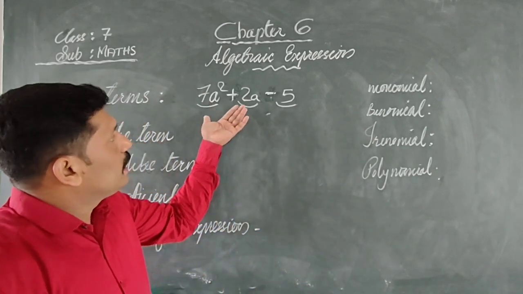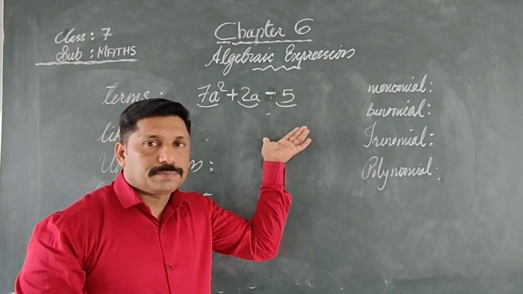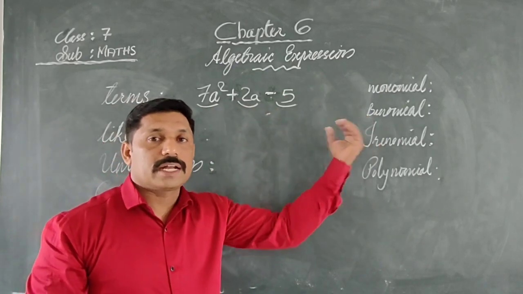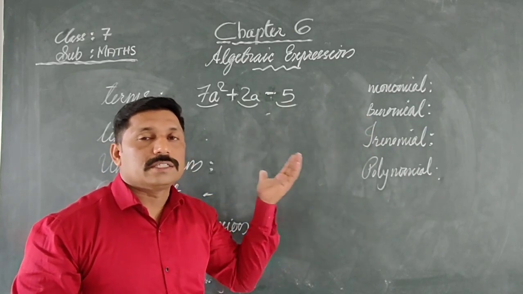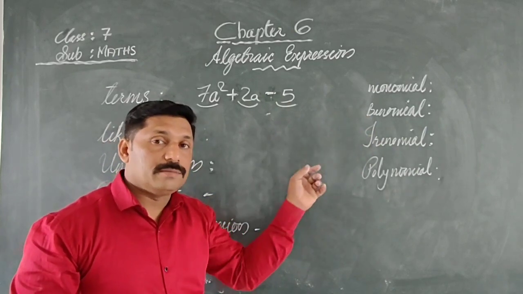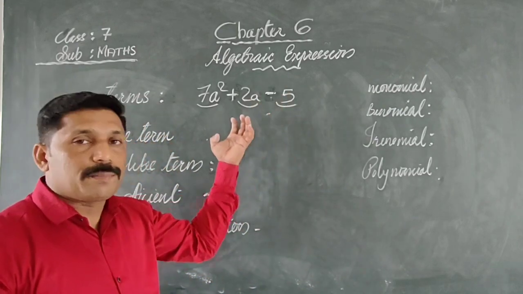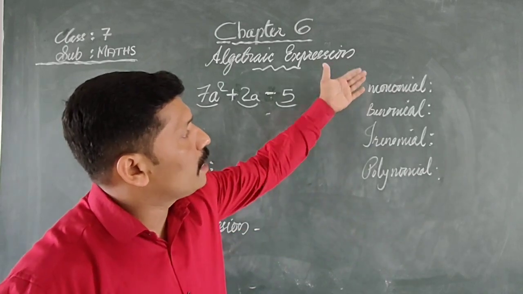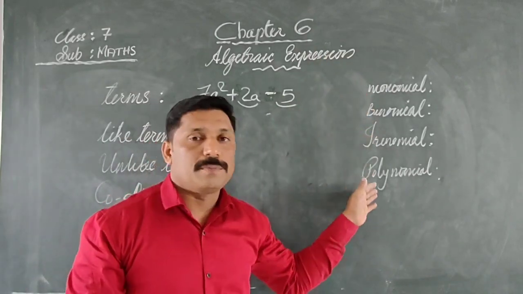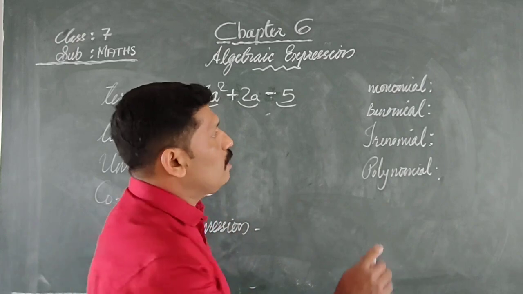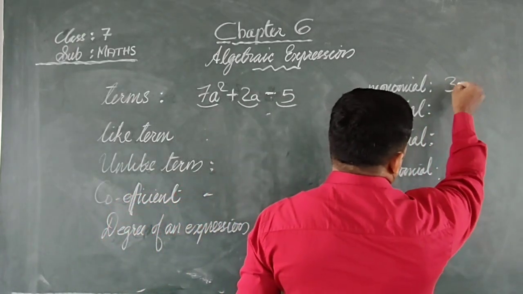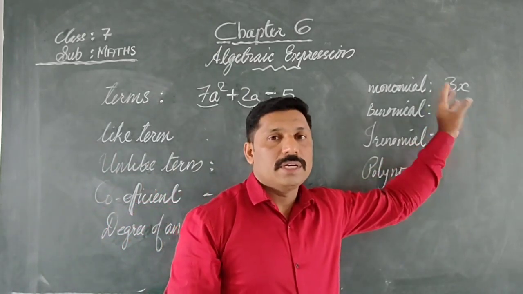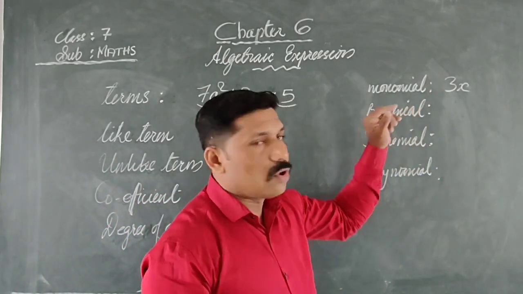Algebraic expressions are made up of different terms. Sometimes there can be only one term, sometimes two terms, sometimes three terms, sometimes more than three. On the basis of the number of terms, an expression is divided into monomial, binomial, trinomial and polynomial. Monomial means only one term will be there. Example, 3x. This is also an algebraic expression, but it has only one term. Such expressions are called monomials.